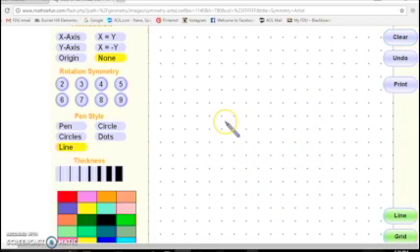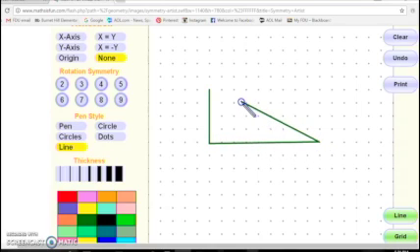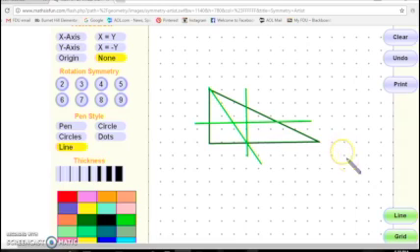And some figures do not have any symmetry at all. This scalene triangle is not symmetrical. It does not have any lines of symmetry.